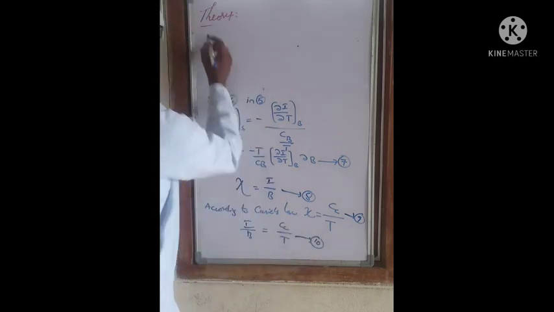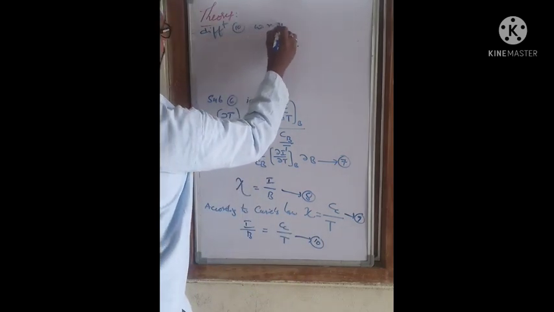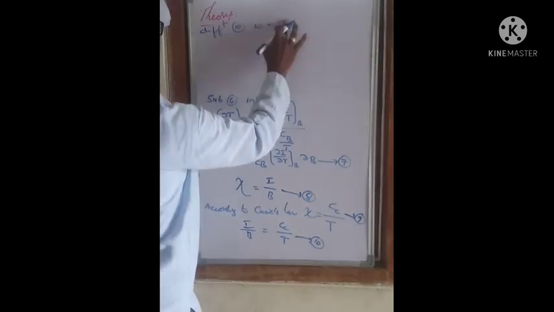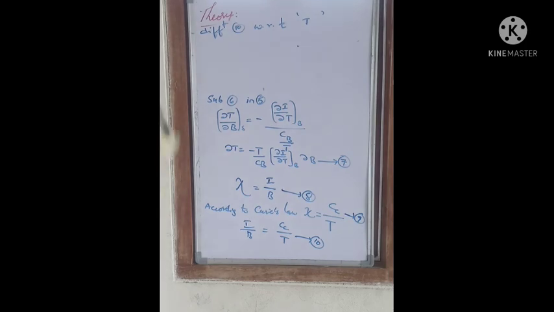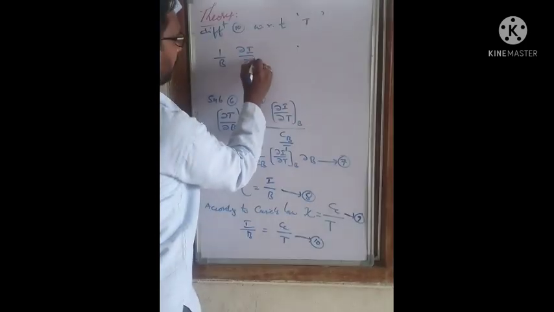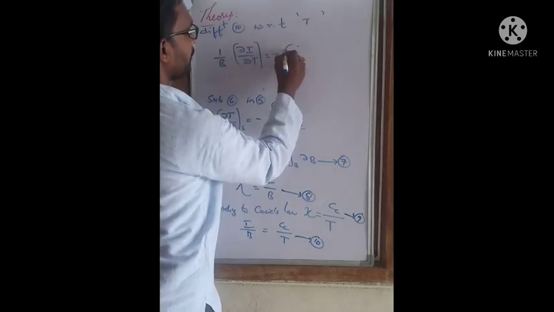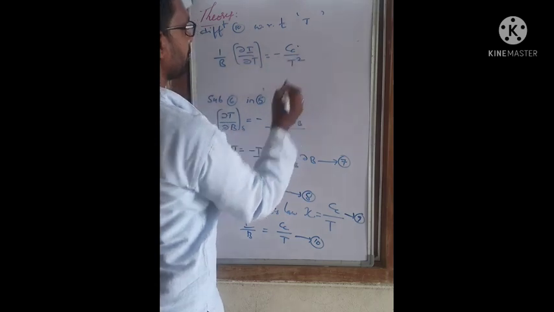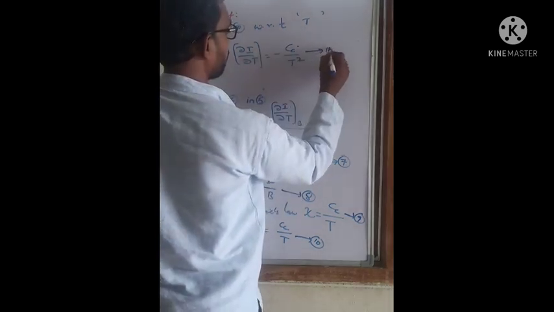Assume equation 10, differentiate it with respect to T. What we get there is 1 by B into dou I by dou T, that is equal to minus Cc by T square. Now assume this is equation number 11.